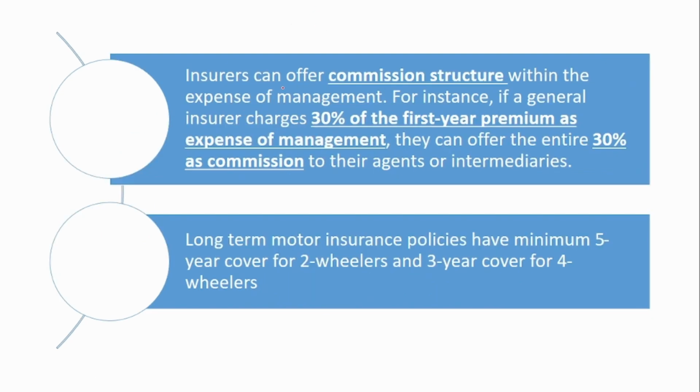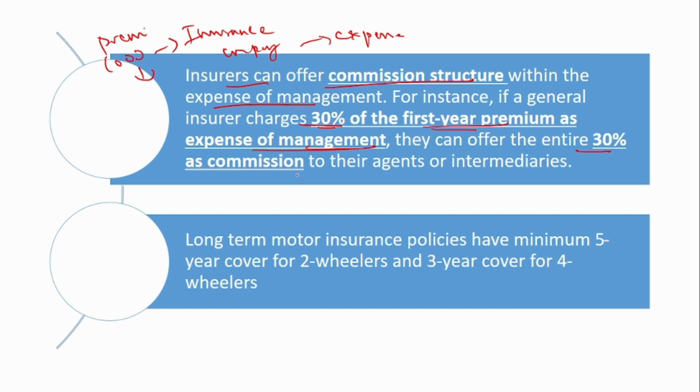For example, insurers can offer a commission structure within the expense of management. For instance, suppose 1000 rupees has been collected as a premium from the customer. In this 1000 rupees premium, there will be certain expenses involved, right? Like administration, salaries, all these expenses will also be involved in this premium. That is what is called the expense of management. So if a general insurer charges 30% of the first year premium as the expense of management, they can offer the entire 30% as the commission to their agents. This is allowed. So if 30% is charged as the expense of management, then they can provide the entire 30% as a commission to their agent in other policies.